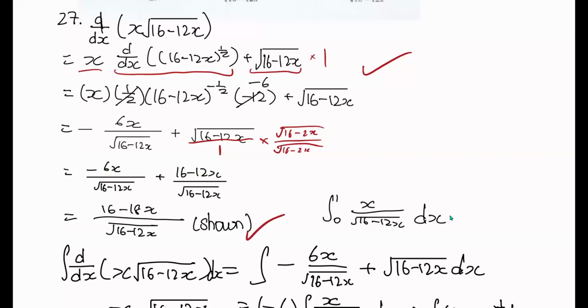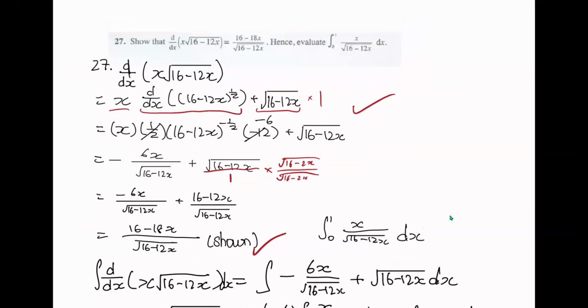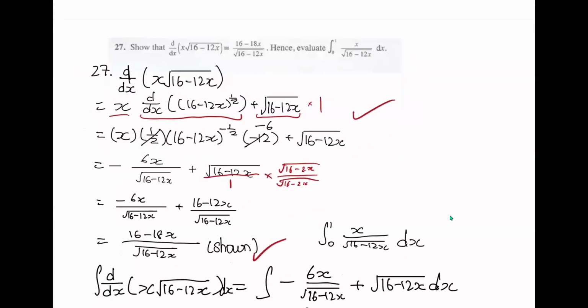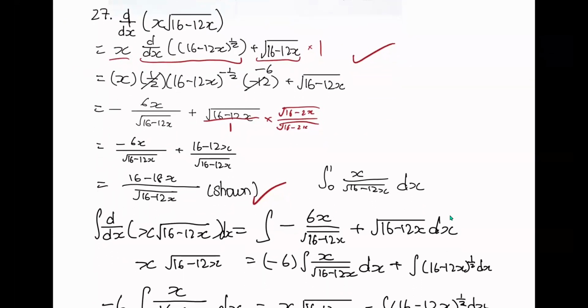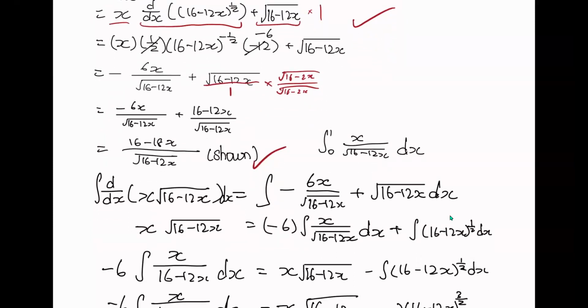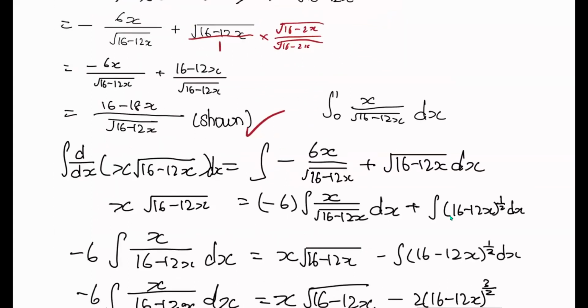Is it the same as what they want? Yes. Hence, you want to evaluate integral x over square root 16 minus 2x. So here, what you're supposed to do is write down the derivative equals to whatever answer you obtain as a first step. But okay, if you didn't do that, it's also okay, as long as you are able to integrate correctly. So integrate the derivative, they cancel away to give you back this guy.